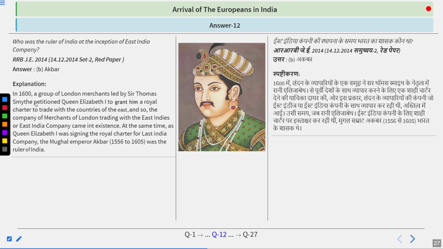The answer is Akbar. So in 1600, a group of London merchants led by Sir Thomas Smith petitioned Queen Elizabeth I to grant them a royal charter to trade with the countries of the East, and so the Company of Merchants of London trading with the East Indies, or East India Company, came into existence. At the same time as Queen Elizabeth I was signing the royal charter for the East India Company, the Mughal Emperor Akbar was the ruler of India. At the time they came to India, the emperor had changed and it was Jahangir.